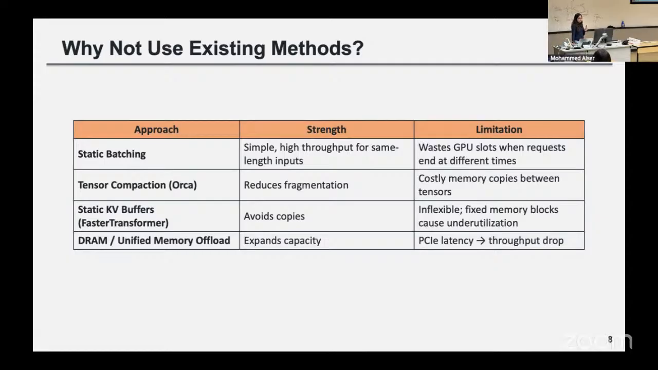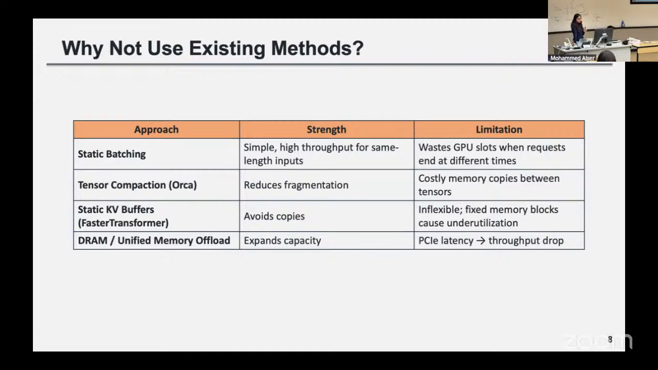First is static batching. Here they batch multiple requests of the same input length together and process them. It works only when the input lengths are the same, but sometimes the inputs are smaller and sometimes longer. So when the smaller request is done, it waits for the longer request to complete. All this time the GPU sits idle and the memory gets wasted. So it wastes GPU slots when requests end at different times.